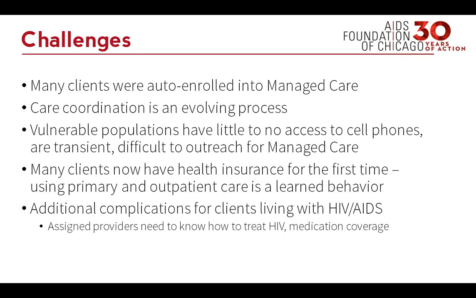And then, as was mentioned, many clients have health insurance for the first time. So it's a lot of education around how to use a primary care provider, why outpatient care is important, and continuing to help people learn this new behavior, which for many people is very important. And then there are some additional complications for people living with HIV and AIDS. If they're assigned a provider, we need to make sure that that person knows how to treat HIV. We've had some issues here in Chicago with medication coverage, so that's a special population that requires even more attention and education. Next slide.